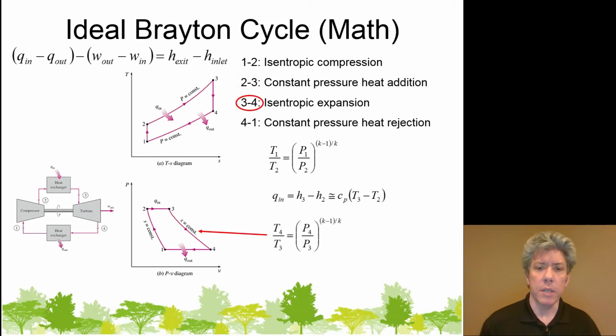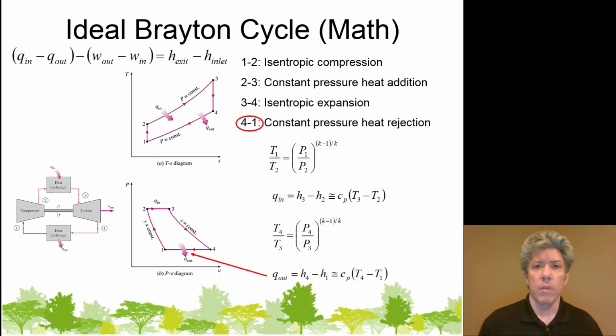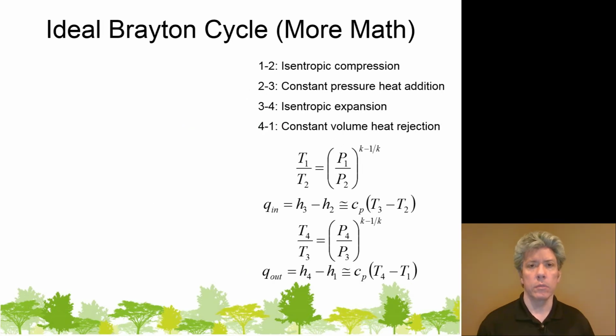From state 3 to state 4, we use another isentropic equation because it should be isentropic expansion ideally through the turbine. And then we'll use another energy balance through the atmospheric heat exchanger, the cooling down of the air before it goes back through the cycle. And again, notice that this is a steady flow thing, so the air has flow energy, and we have to use the enthalpy change of the air from entrance to exit of that heat exchanger.